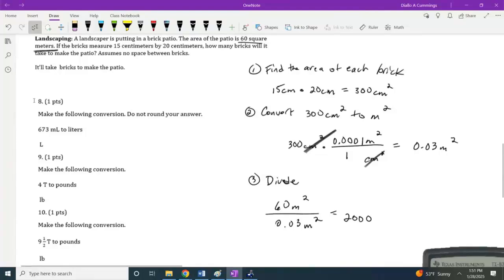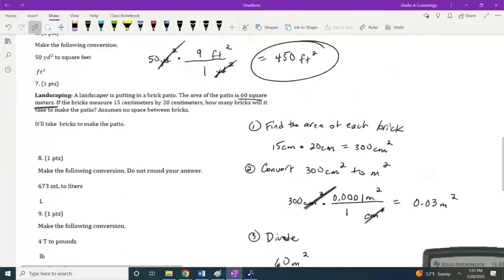All right. Let's take a look at number 8. We'll kind of do half today and then we'll do half next. So number 8 says make the following conversion: 673 milliliters to liters.